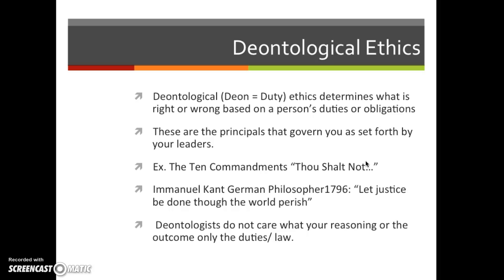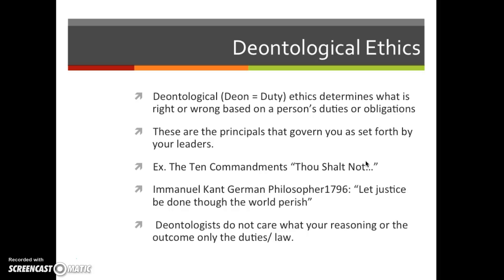The most famous deontological philosopher is the German philosopher Immanuel Kant, who in 1796 said, "Let justice be done though the world perish." These individuals, these deontologists, like Immanuel Kant, they care about the law. They don't care what the reasoning is for doing something or the outcome, but only that it is your duty to abide by the law.